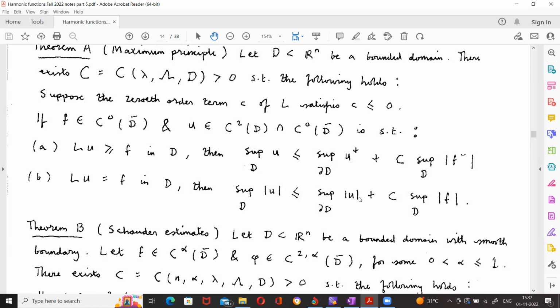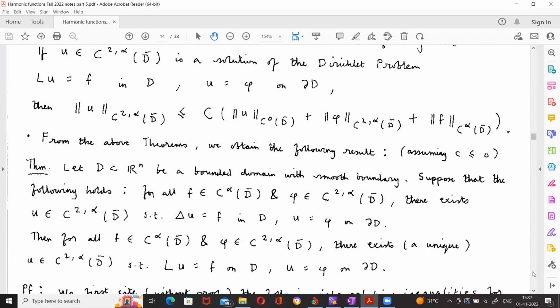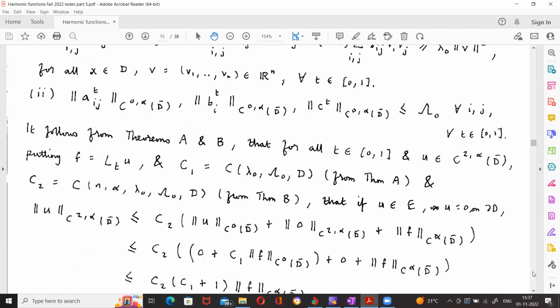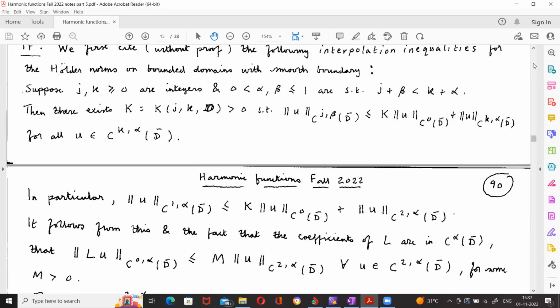And this sup over the boundary is 0, so therefore U is 0. Okay, so that gives the uniqueness of this solution as well. So we've got existence and uniqueness of a solution where the problem is basically two conditions.